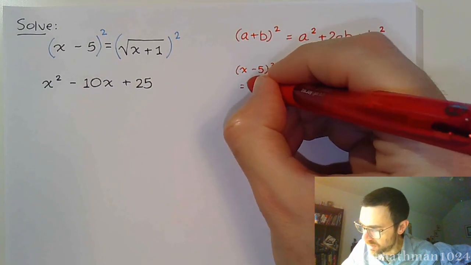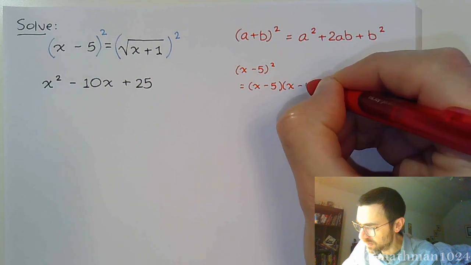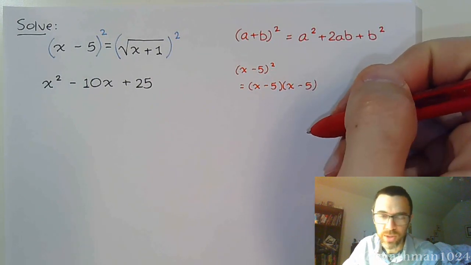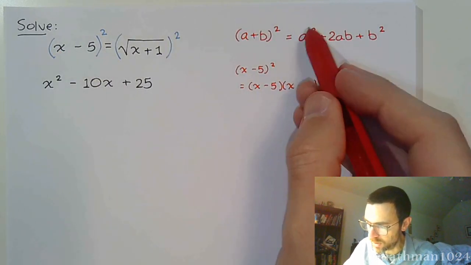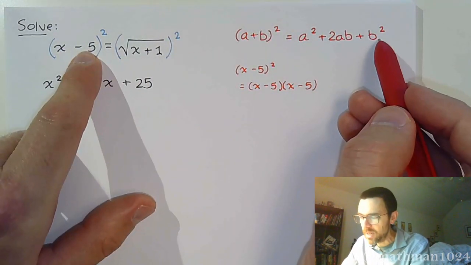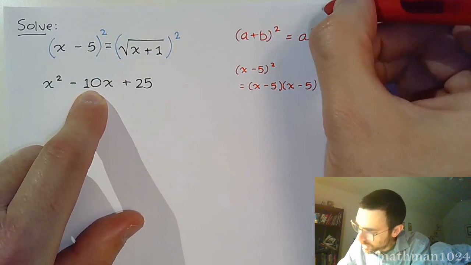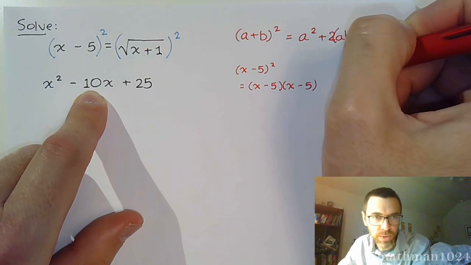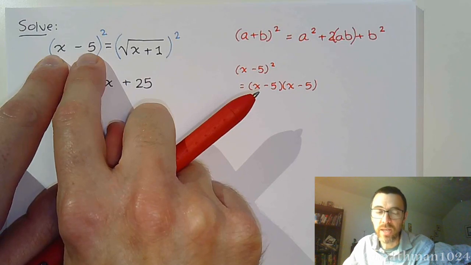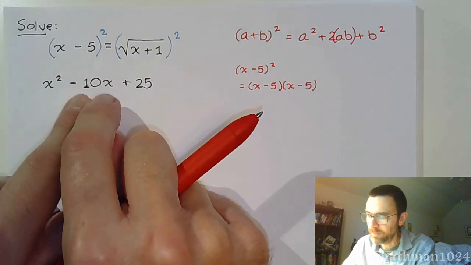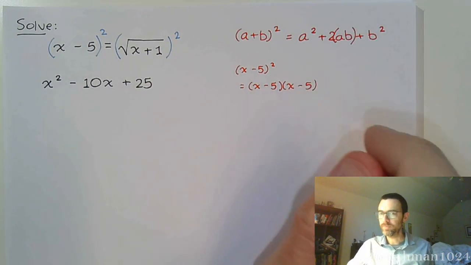x minus 5 squared and just crunch it out. x minus 5 times x minus 5. But I do want you to see that when you square the x, you get x squared. That's the a squared. B is 5, so if you square 5, you get 25. The middle term is doing 2 times the product of a and b. That means if I multiply x and negative 5, I get negative 5x. And if I double negative 5x, I get negative 10x. Okay? And you would see the same thing when you FOIL this out.